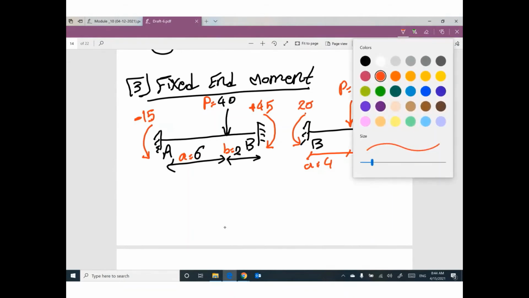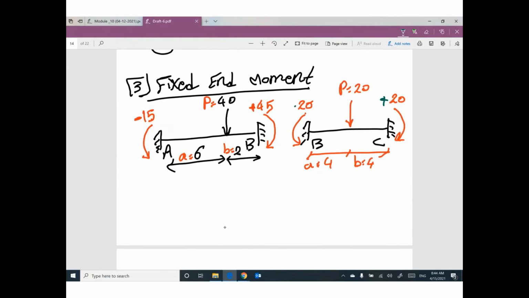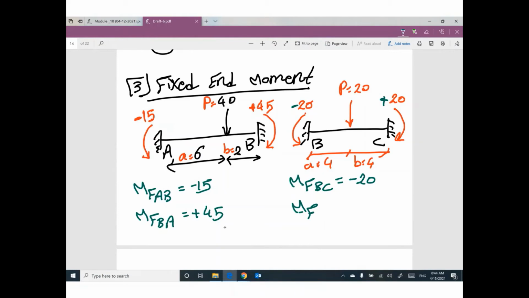So this value is positive. This one will be negative. So I can say M fixed AB equal negative 15, M fixed BA equal positive 45, M fixed BC equal negative 20, M fixed CB equal positive 20. Any question about the third step?